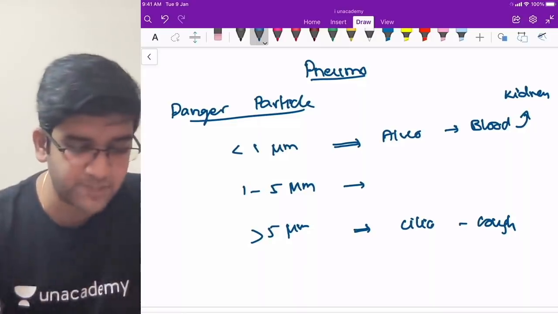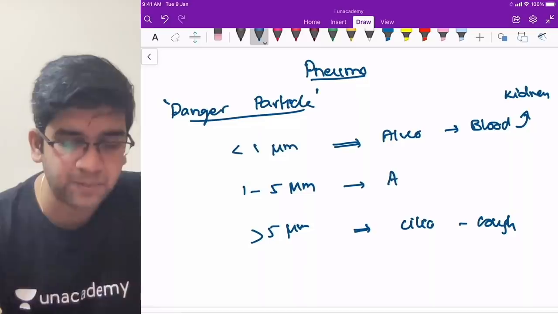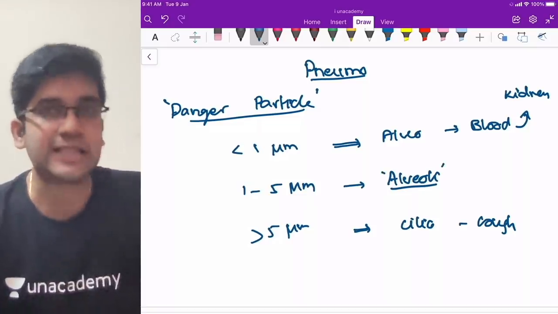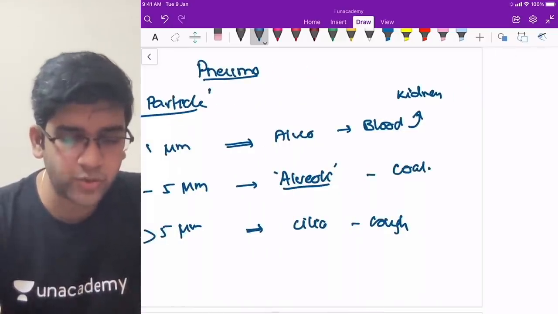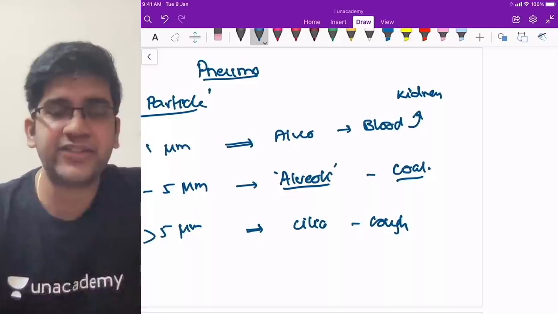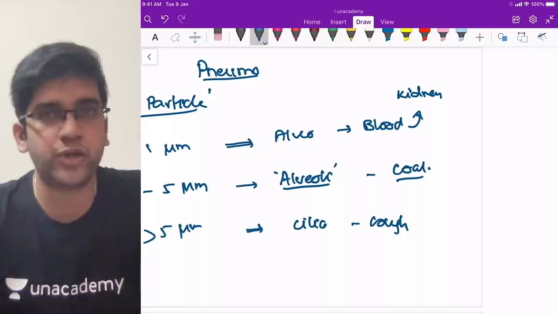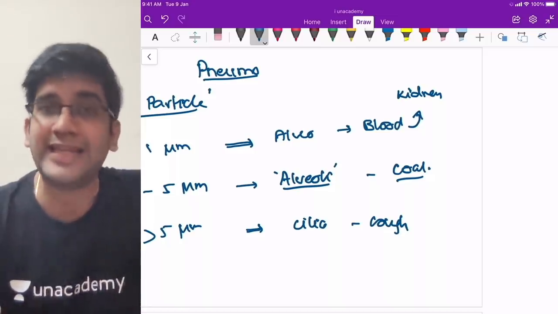When I have these guys, these are my danger particles, 1 to 5 micron diameter. What happens is, these will stay back in the alveoli. That's my major trouble. When they stay back in the alveoli, let's take an example of coal. Let's assume coal is going to stay back in my alveoli. It's not an organic particle, it's a foreign body, right? So my pulmonary alveolar macrophages will come and eat them first.